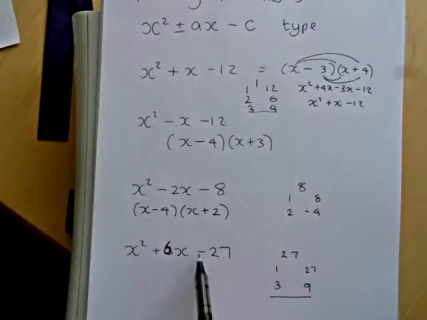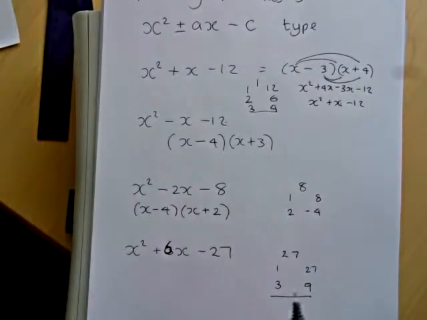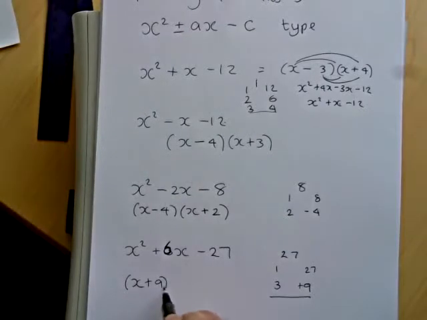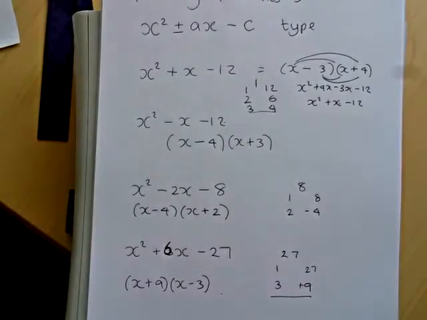So x squared plus 6x minus 27. So you've got your 3 and your 9. You want a plus there, so you need a plus on the 9 again. So it is x plus 9 times x minus 3. So that is your third type of quadratic.